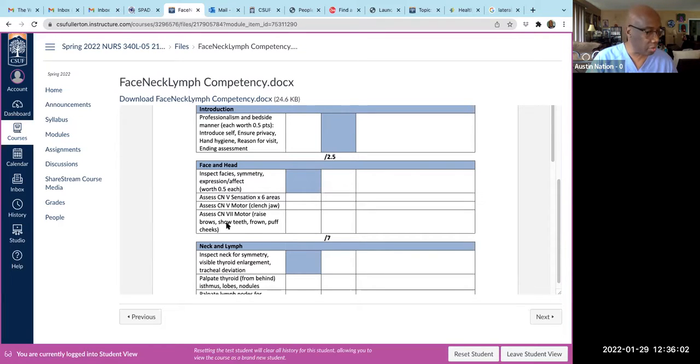So again, I will use me as an example. For symmetry, is the left side of the face, I'll take my glasses off so you can see and I can see, does the left side of the face look like the right side of the face? Right? Answer is yes. The first one has to do with facies. What are facies? I'll ask it as a question.